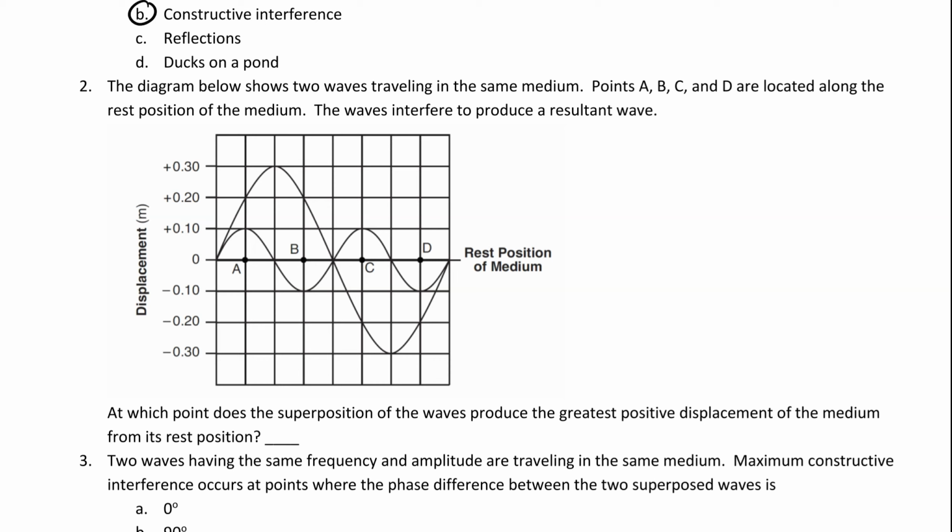So it's saying originally the medium's like this. This is equilibrium, but then some waves come and mess the equilibrium up. All right, so that's where those points are located. And it says, at which point does the superposition of the waves produce the greatest positive displacement of the medium from its rest position? So these points are happy here, and then these two waves come by. All right, now they're interfering with each other, so these points are going to move. But we have to add together the waves to see what actually happens.